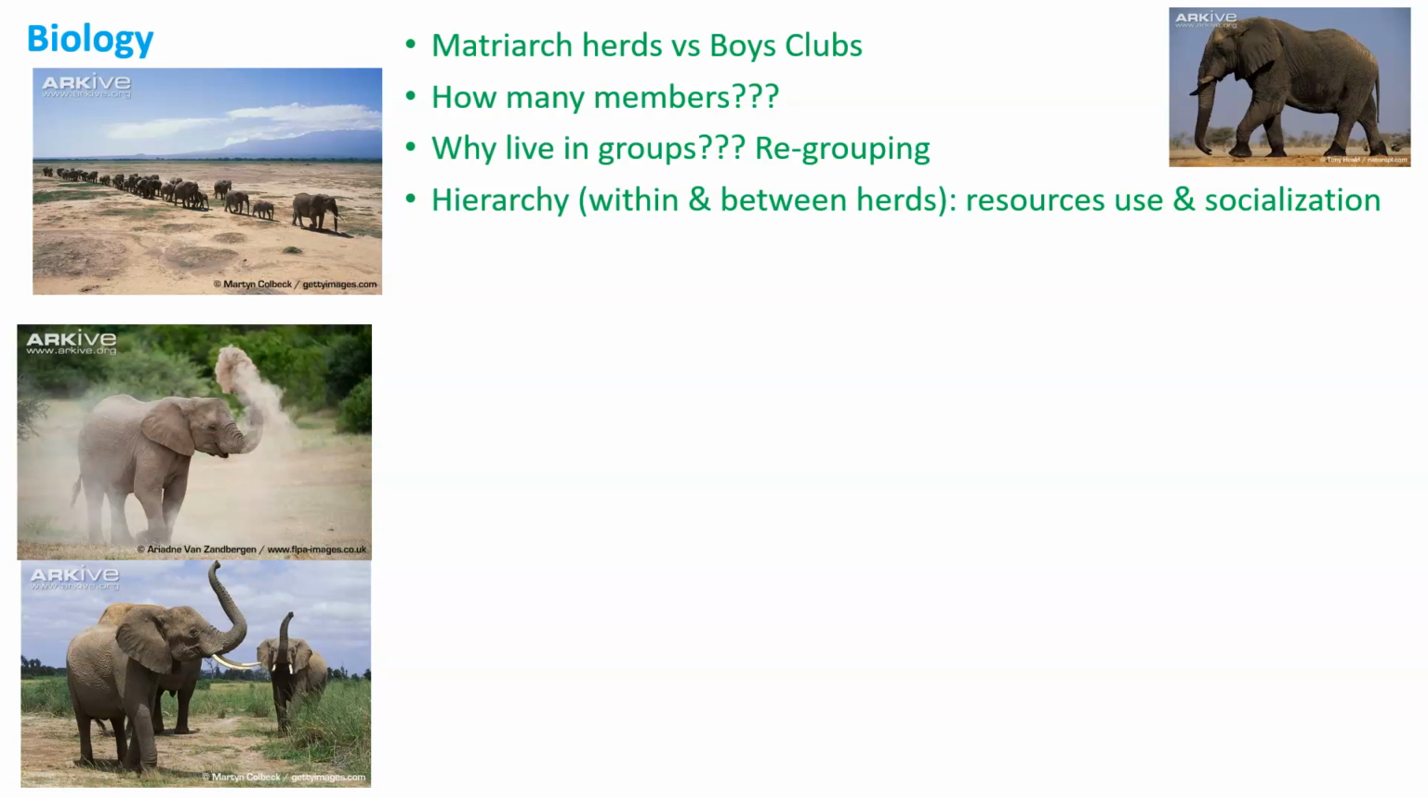So what is the importance of that? Between herds, that's really important because the dominant herd monopolizes resources, right? They actually have access to the best resources, the richest grounds for foraging, richest grounds for accessing water. And water is a scarce resource in the African landscape.